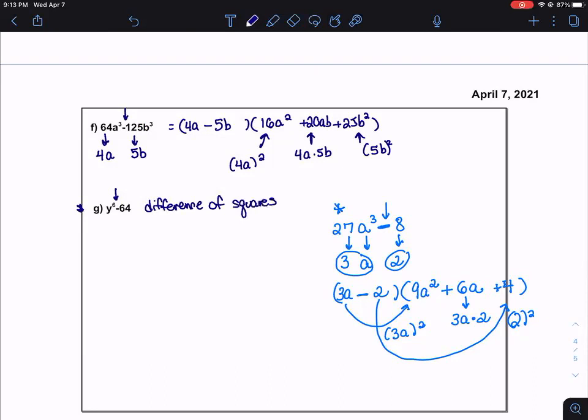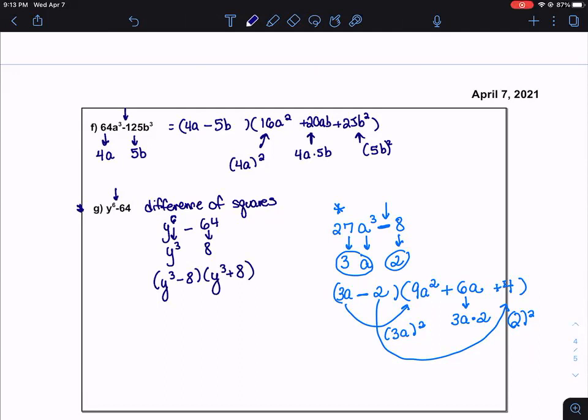Because there's a minus in between. Y to the 6th is a perfect square. Y cubed times y cubed gives me y to the 6th. And 64 is a perfect square. Its square root is 8, excuse me. So when I factor these, I get y cubed minus 8 and y cubed plus 8.